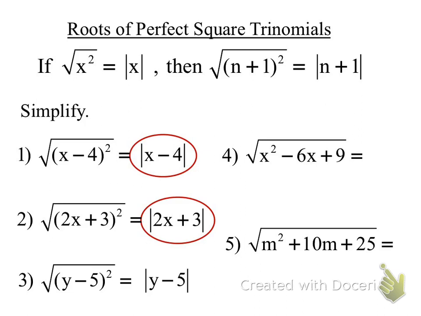Factor it. So, what multiplies to positive 9 but adds to negative 6? Oh, that will give us the absolute value of x minus 3 squared. I don't need to write x minus 3 times x minus 3. So then what would it equal? The absolute value is 3. Okay, try the last one, 5. Go.